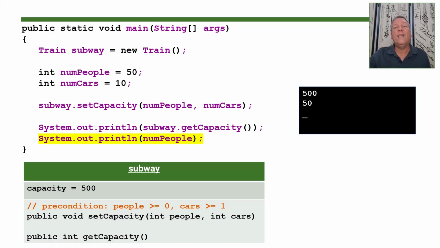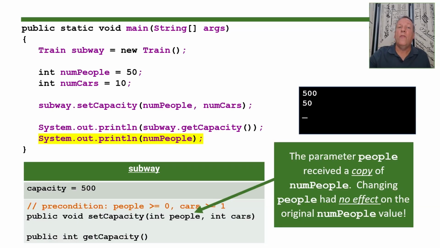So what happened? Why didn't numPeople change when we multiplied the people parameter by 10 inside the setCapacity method? Well, the parameter people received a copy of numPeople. Primitive values are copied when they are sent to a parameter. Changing the people variable had no effect on the original numPeople variable value.